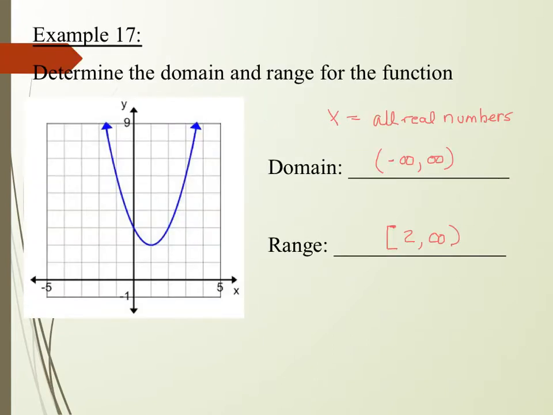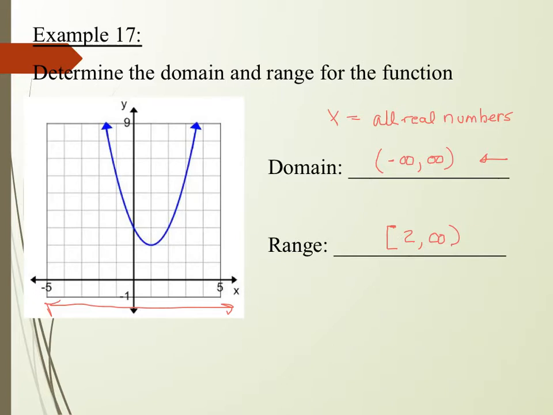So here we can determine the domain in example 17. If we look at our graph, we see that the domain is really all real numbers. X can be any number along the x number line. So in interval notation, we have negative infinity to infinity.